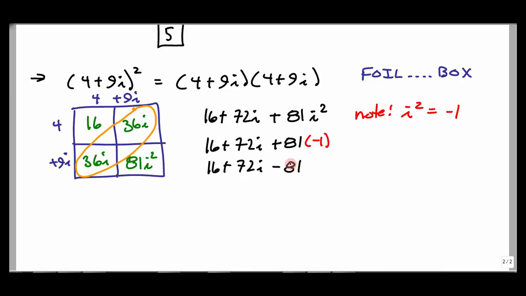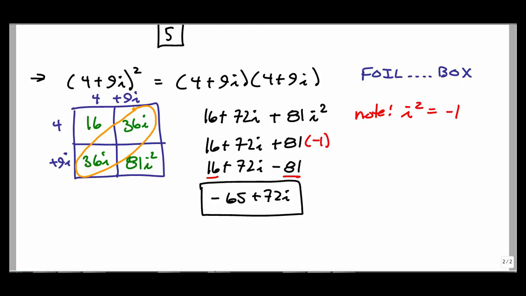Now again, we're trying to combine like terms here. So I see that I have like terms for my real numbers. So I have 16 minus 81, which would bring us down to a -65 plus 72i as my simplification. So the process doesn't change whether you want to use the FOIL method or the box method, it doesn't matter. Both of them will work. But what you need to do is to keep track of the i's, the complex component.